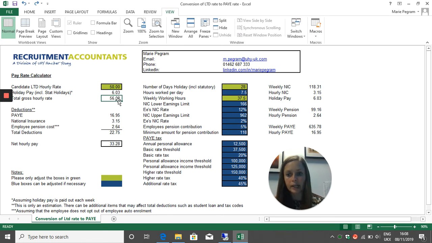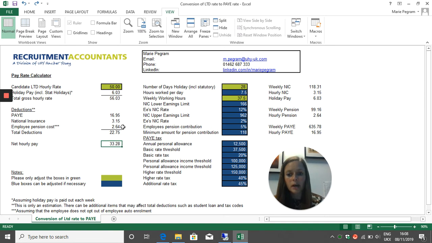So their gross hourly rate is going to be £56.03, of which you deduct PAYE tax of £16.95 per hour, £3.15 per hour for national insurance, and £2.64 for pension costs, assuming they're going to opt into the pension scheme. So total deductions in this example is £22.75. Therefore, their net hourly rate will reduce to £33.28 per hour.